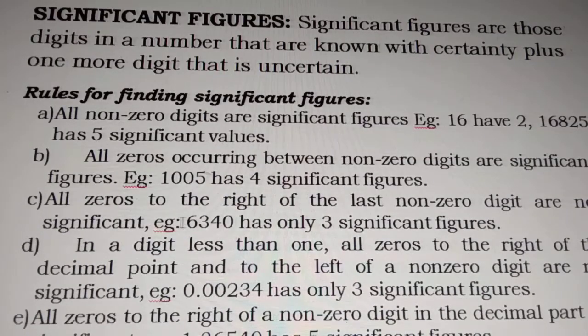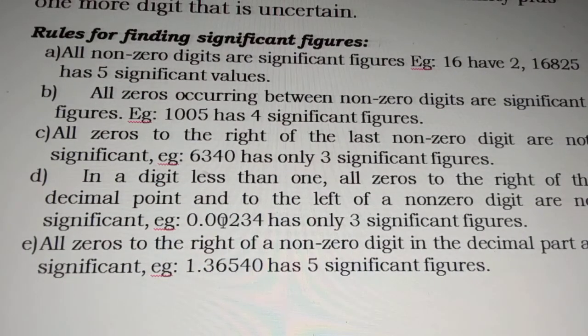In the same manner, all zeros to the right of the last non-zero digit are not significant. 6, 3, 4, here there is a 0, do not consider it a significant figure. Only 6, 3, 4 are significant, so there are 3 significant figures. For a number less than 1, like 0.123, the zeros to the right of the decimal point and to the left of the non-zero digits are not significant figures. For example, 0.00234: only 234 is considered, so 3 significant figures.